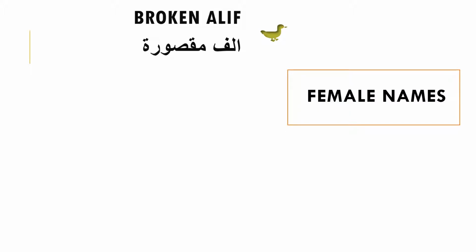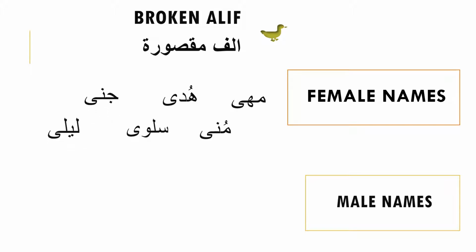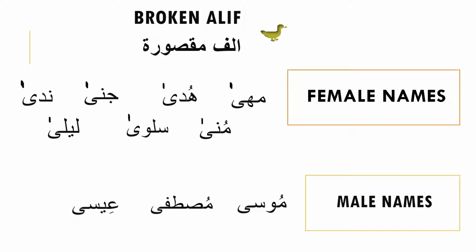Sometimes you can see broken alif in some of the female names and some of the male names, such as Maha, Huda, Muna, Salwa, Jana, Layla, Nada. Again, sometimes you can see the dagger alif here at the end. Sometimes you don't see it. But if you see it, that means just add an a sound at the end. Musa, Mustafa, Isa are some of the male names.